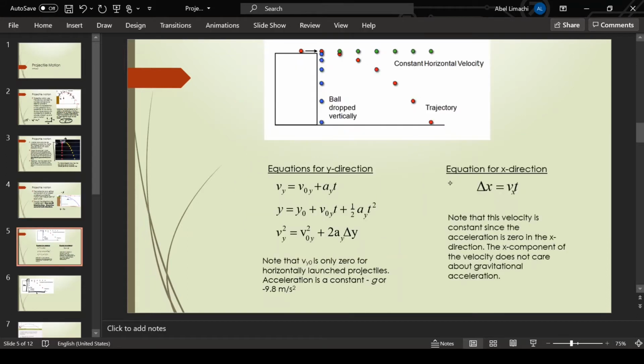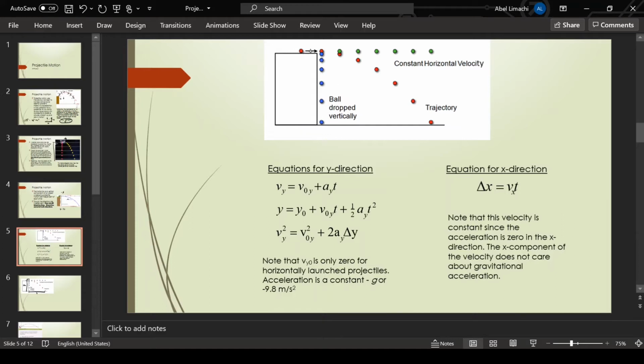Alright, so this is where you get to the actual algebra and physics stuff. In the y direction, you use these three equations. The y direction is this blue ball right here. You see that this blue ball is dropped straight down, and it's at the same time as the actual projectile, the red ball right here. After 1 second, the red ball is going to be at this height. After 2, after 3, after 4, after 5, after 6, it's going to be the same as if it was dropped straight down.